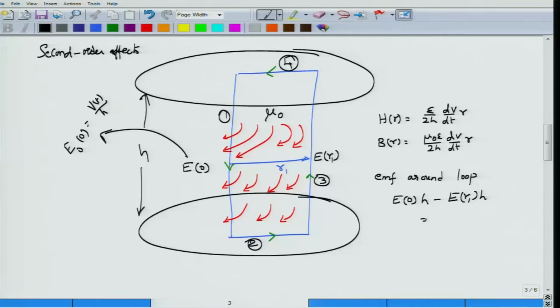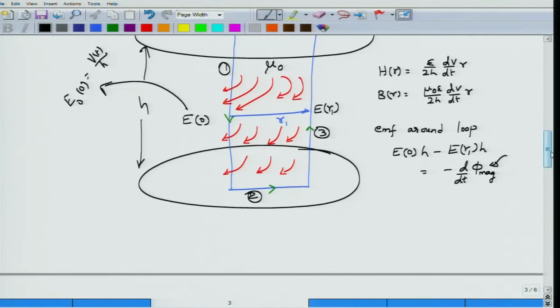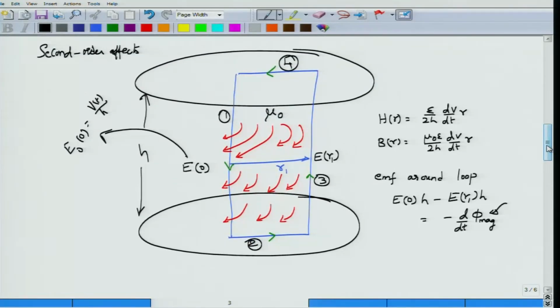What should this be equal to? This should be equal to d by dt of the magnetic flux, which I am denoting as phi mag. So, this is the equation. We will come back to the implication of this equation once we realize the right hand side. I know what is the magnetic flux density B, and I know what is the area of this particular loop.